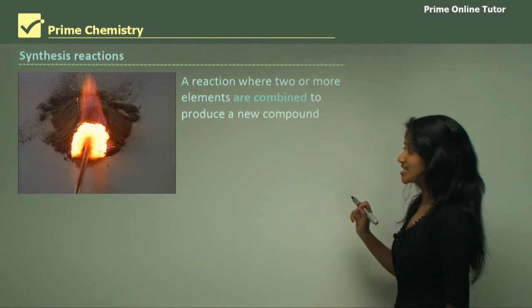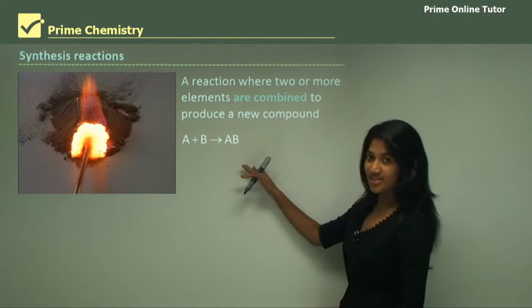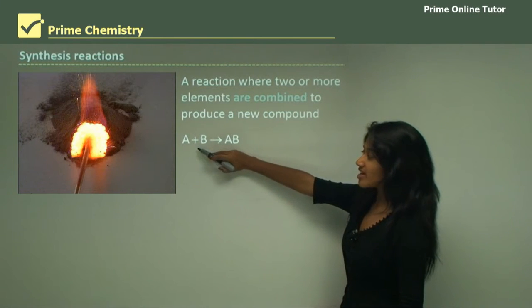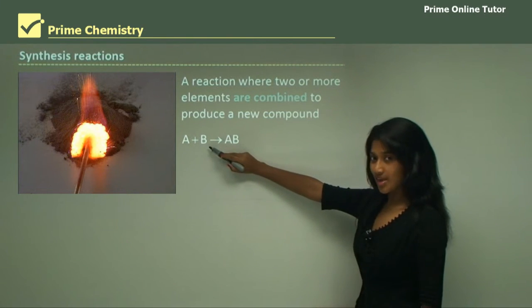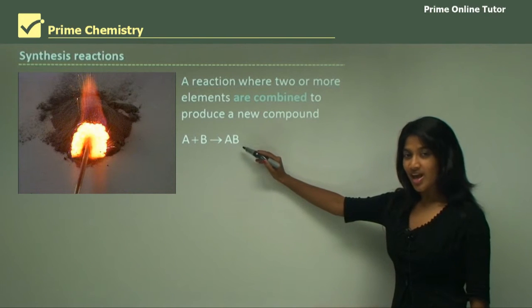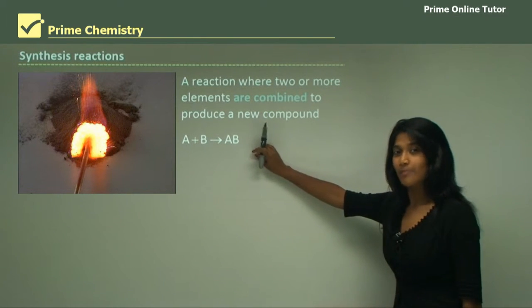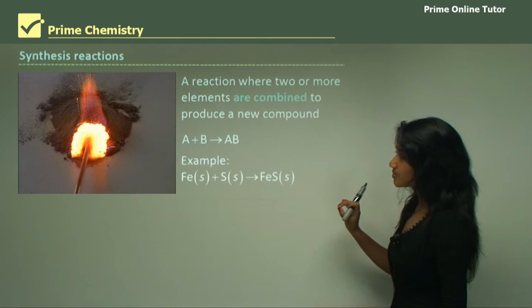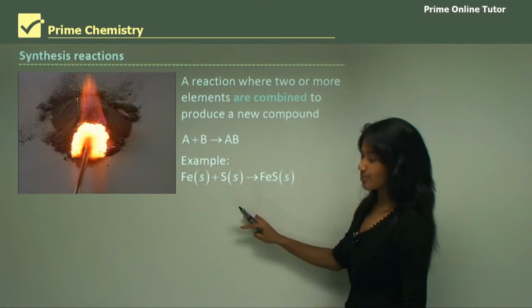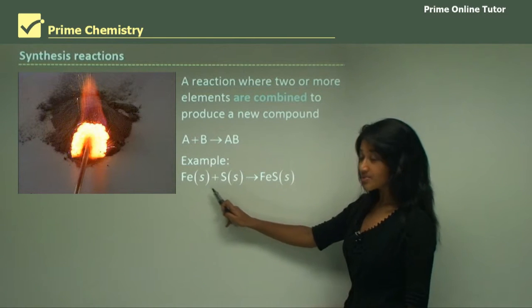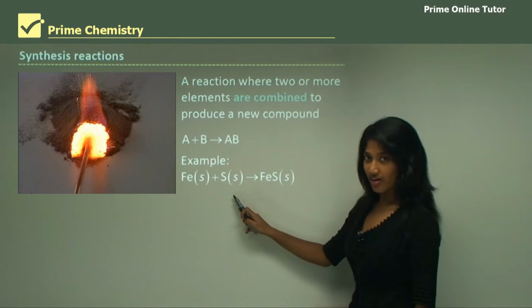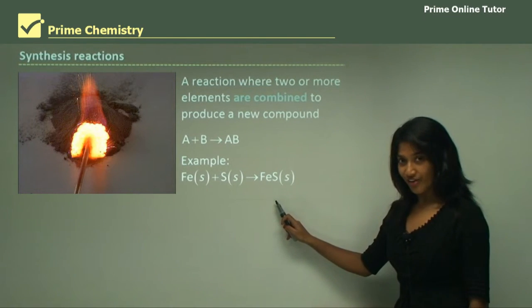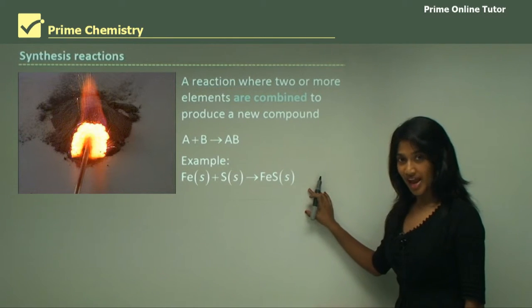Now let's take an example here. This is just a demonstration. So we have A joining with B to form AB. And this is what simply happens in a chemical reaction. That's a synthesis reaction. So we'll take a real example now. We have iron reacting with sulfur to form iron sulfide. Now this is a chemical reaction and it's written using chemical formulas.